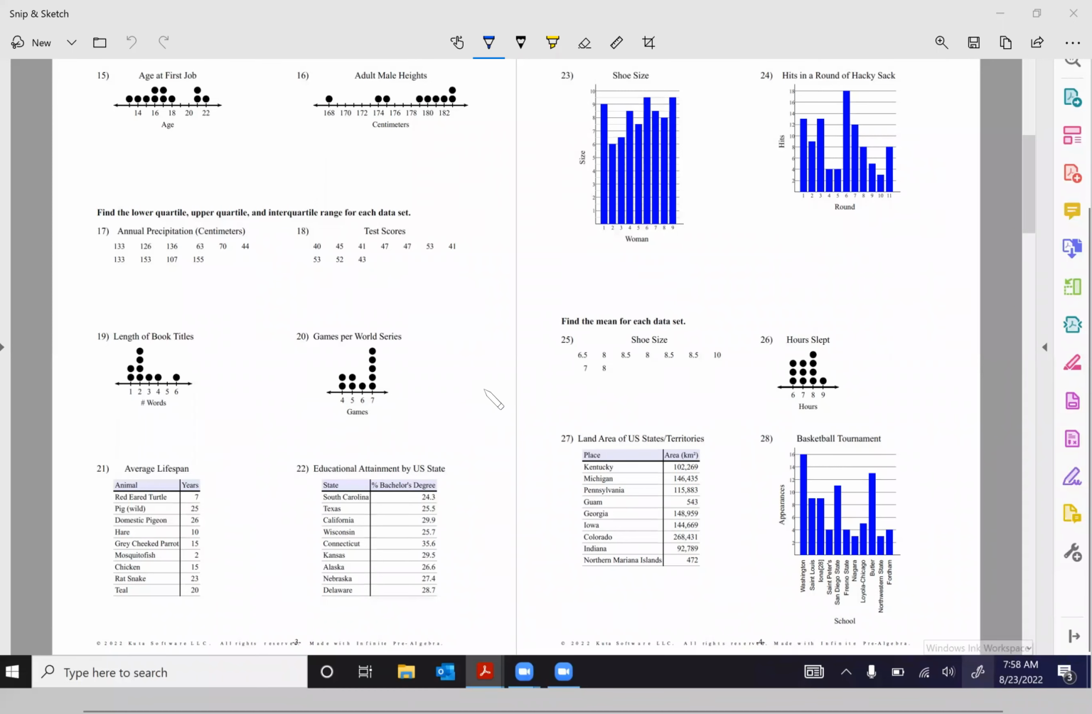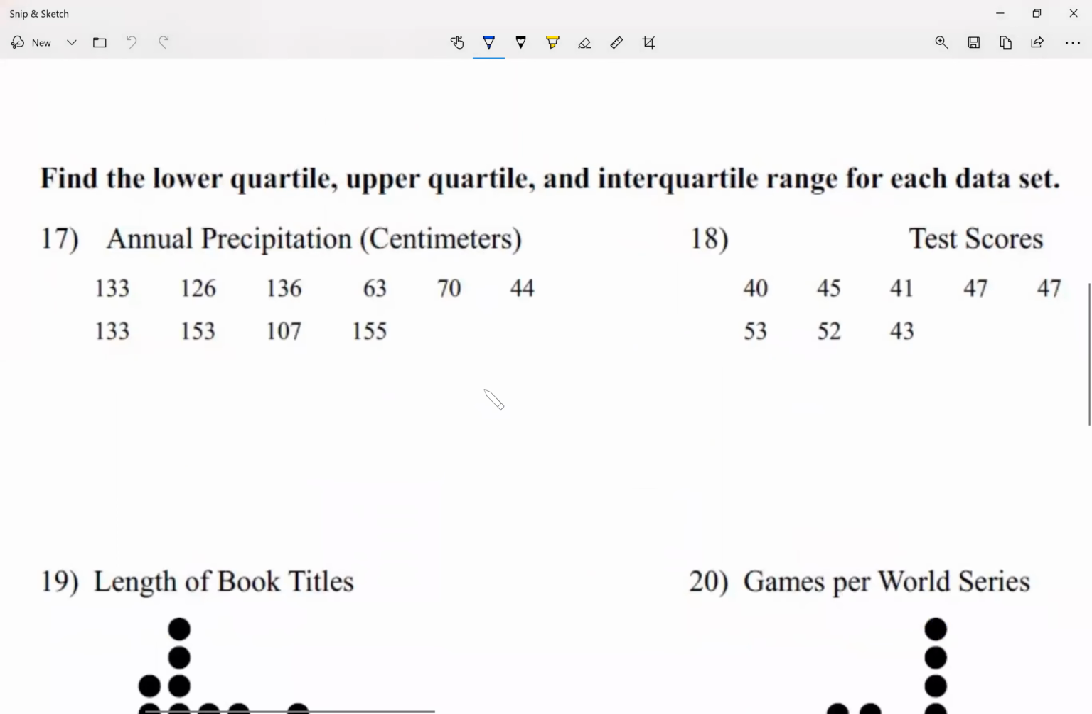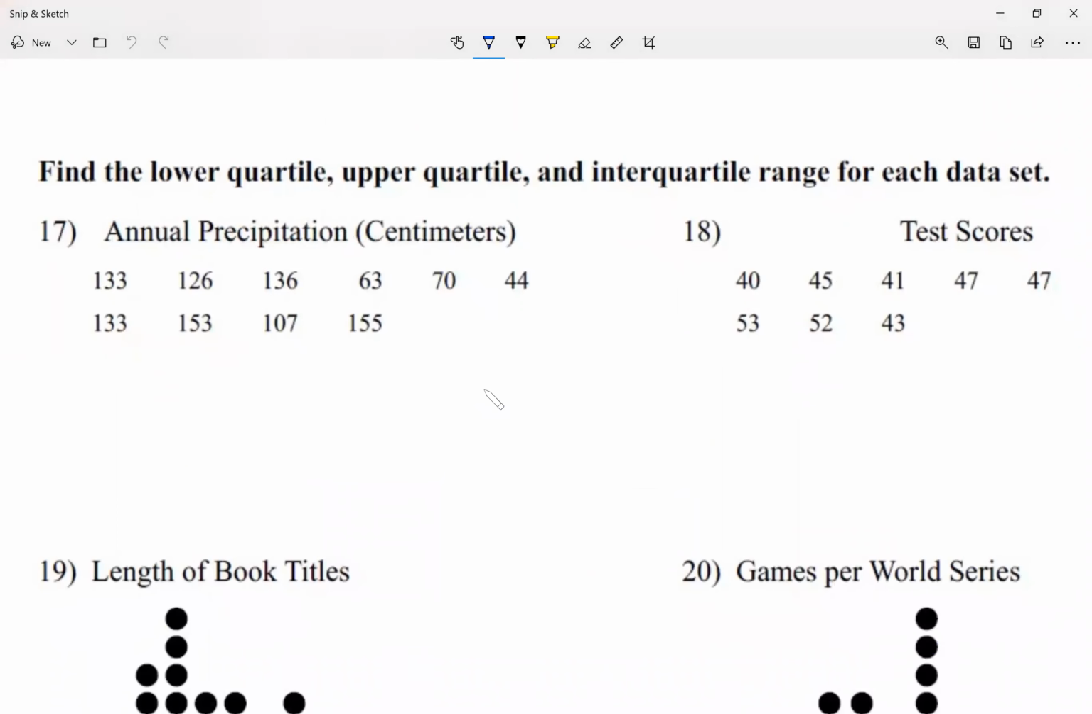Okay, for today, we're going to be working questions 17 through 24, okay? We're going to move into quartiles, right? The instructions here say find the lower quartile, the upper quartile, and the interquartile range. So let me show you what I'm reading. We're going to be moving into quartiles.